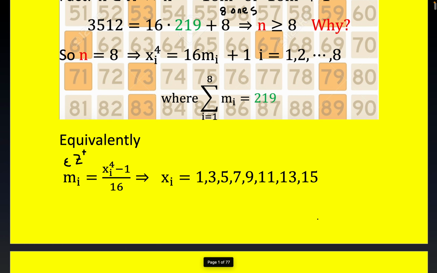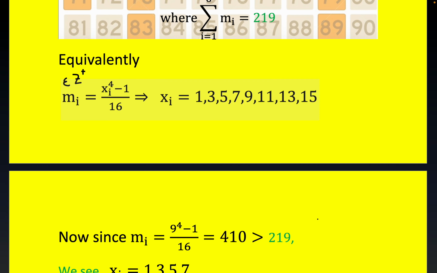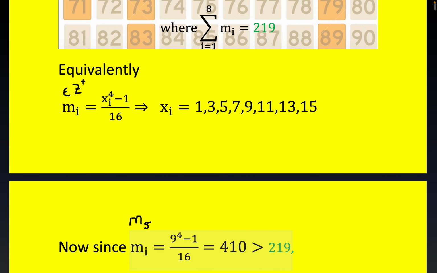All right. Now, the next part is just some number crunching. I guess we should call this m sub 5 right here. It's not that big a deal, because that would be the 5th term in the list above, right? So this would be your m sub 5, if you consider 9 as the 5th element in this list of 8. So we get 410, but notice that term alone would be bigger than 219. 410, just all by itself, m sub 5 would be equal to 410.